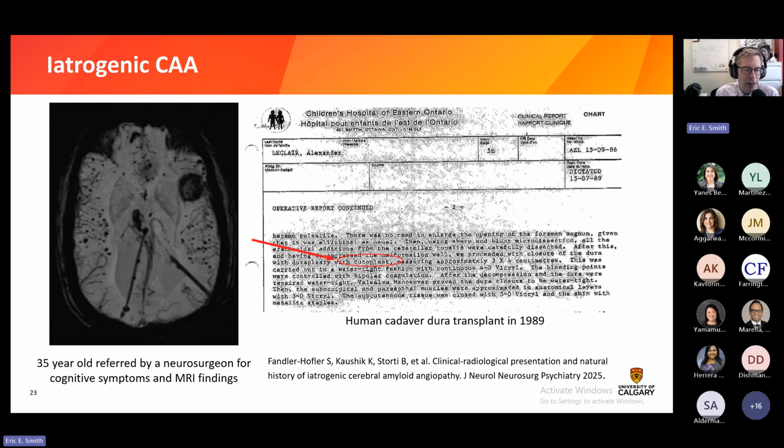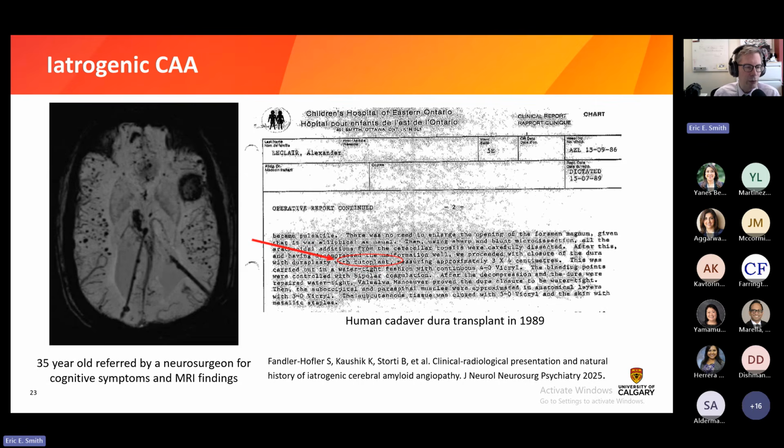Finally, a very fascinating form of CAA is iatrogenic CAA, which refers to CAA that can be transmitted by transplantation of human cadaveric tissue from donors that had CAA or Alzheimer's disease, in which case the transplant has been seeded by beta amyloid seeds. And this demonstrates that beta amyloid seeds have a prion-like property where they can catalyze formation of new amyloid from the seed. And so this is an example from my practice.